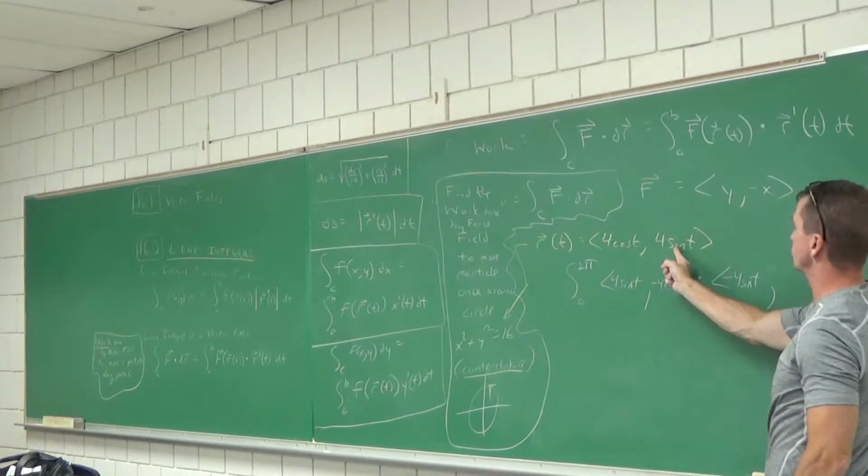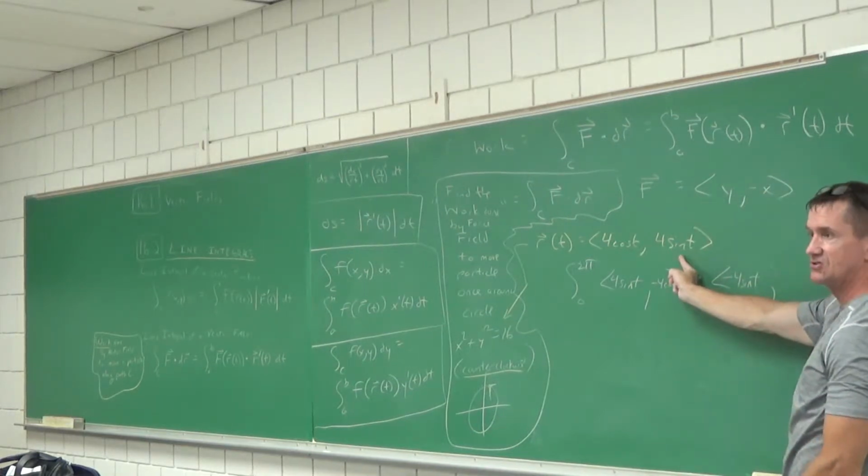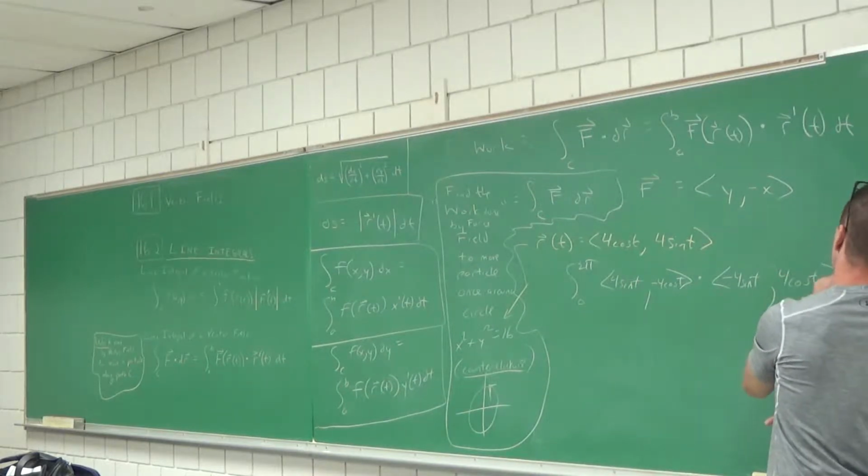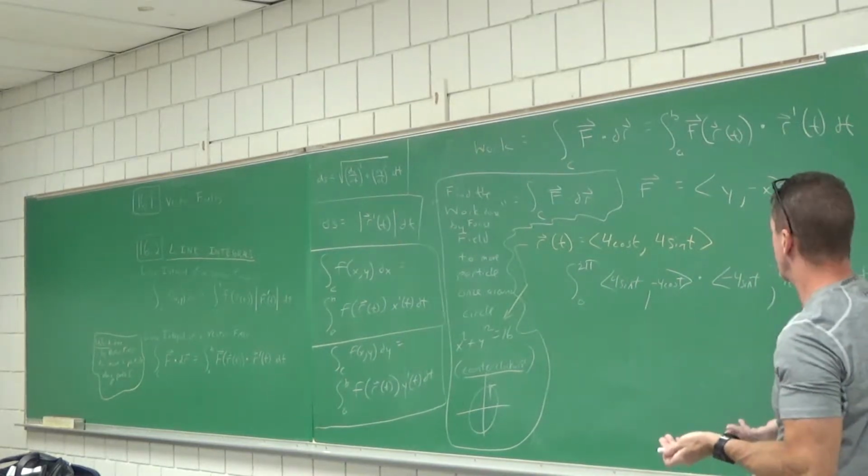I need you to take the derivative of it. Look, r prime of t. What's the derivative of that? Cosine. 4 cosine. dt. Then just do the dot product.